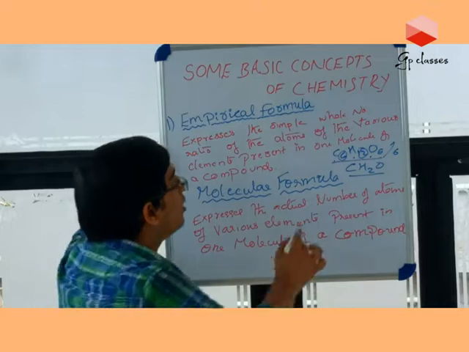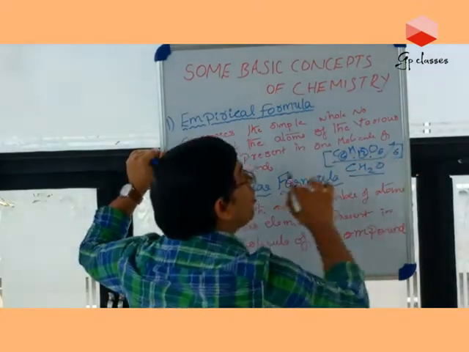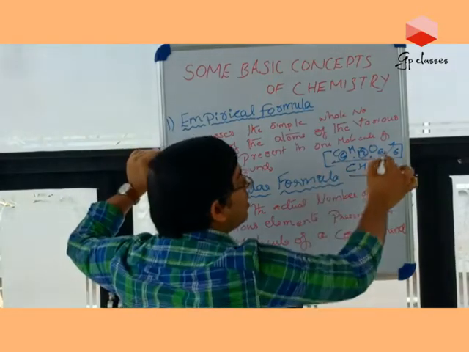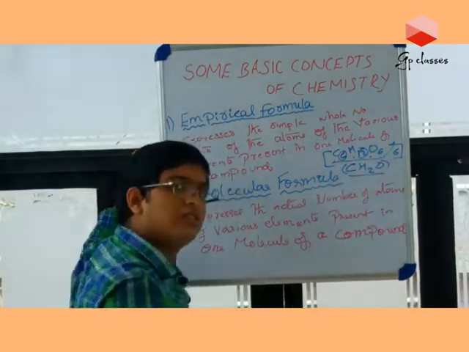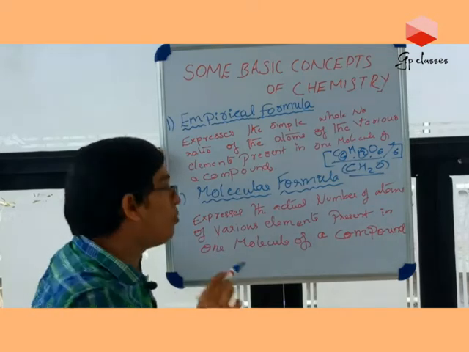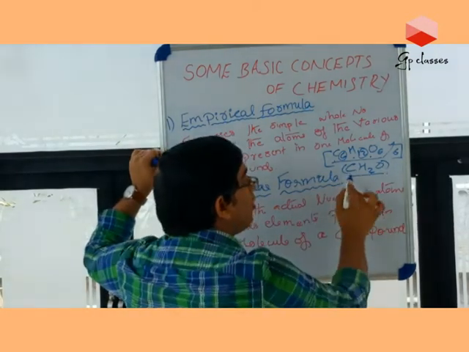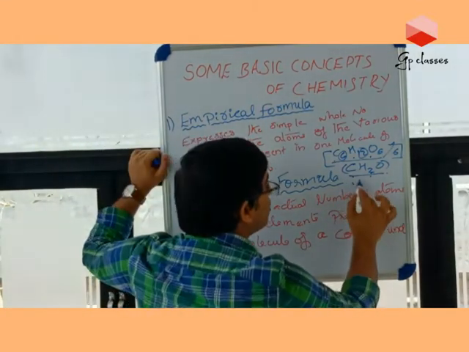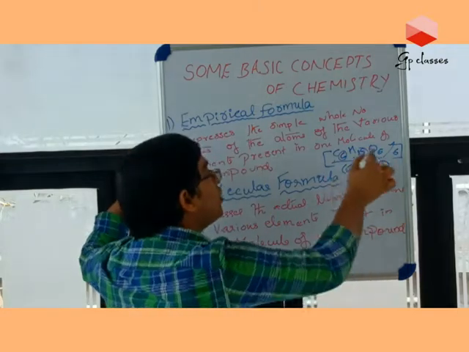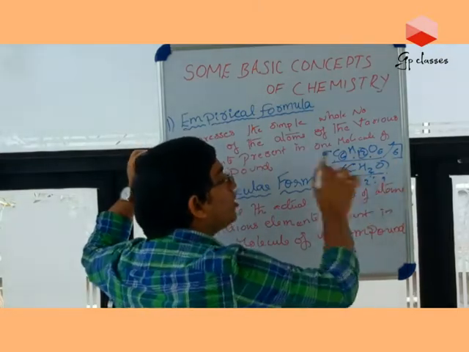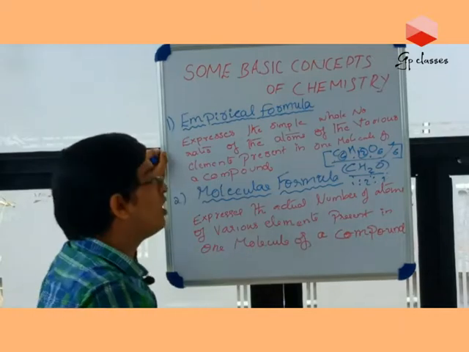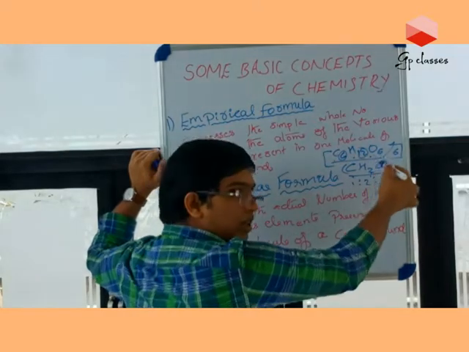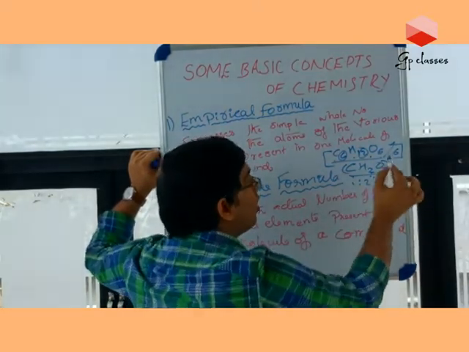The normal formula is actually the molecular formula. If you divide the molecular formula by the common factor, you will get the empirical formula. Simple, right? So the empirical formula is the simplest ratio by which atoms of different elements combine. What is the ratio? 1:2, 2:1. That is the ratio of combination of atoms of different elements. In the case of glucose, one carbon combines with two hydrogen, which in turn combine with one oxygen. That is the empirical ratio.